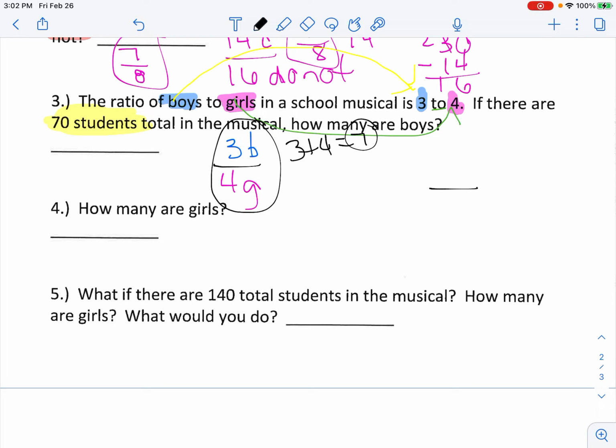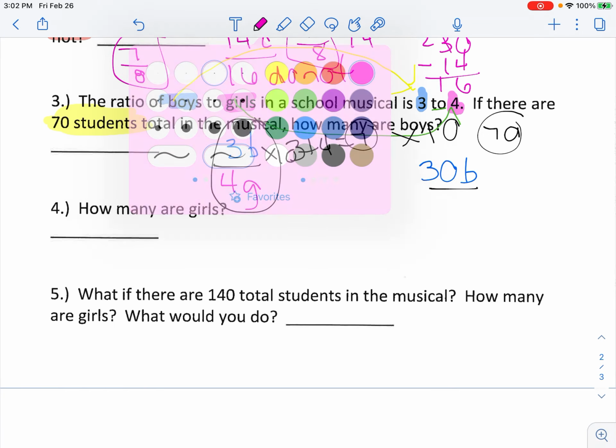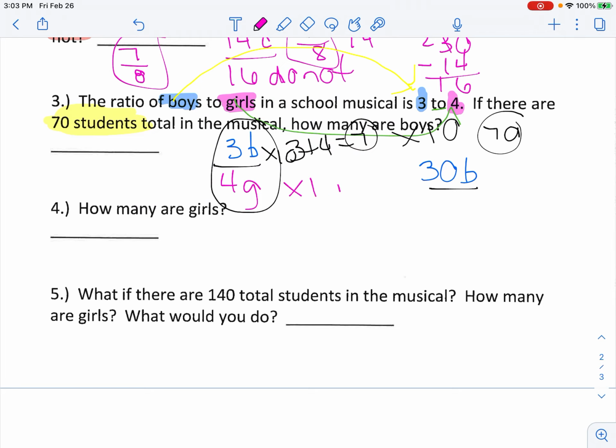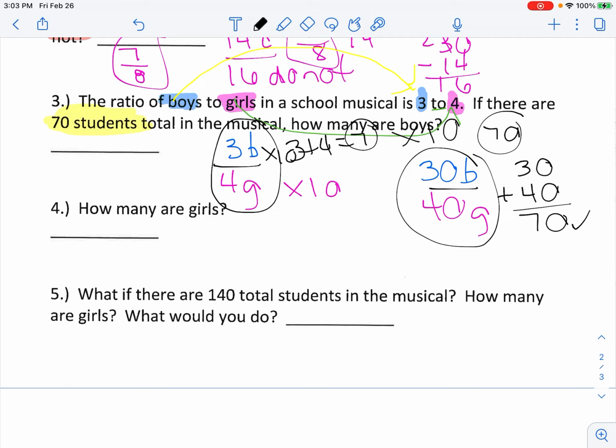So now I'm thinking, how do I get from the number 7 to the number 70? Well, 7 times 10 is 70. So if I multiply 3 boys times 10, that would give me 30 boys. And if I multiply 4 girls, if I have 10 times the amount of girls, that would be 40 girls in the play. So now if I add 30 boys plus 40 girls, that would get me to my total of 70 students in the musical.